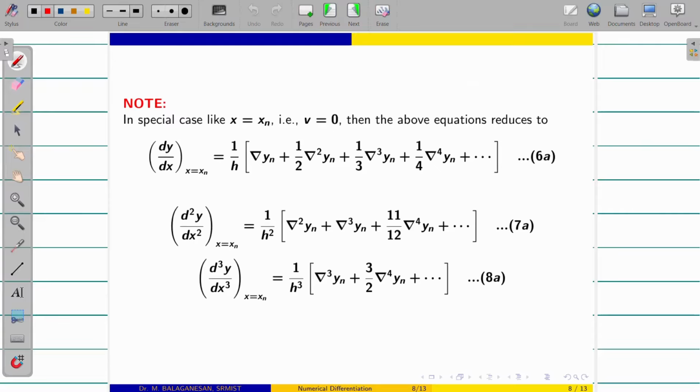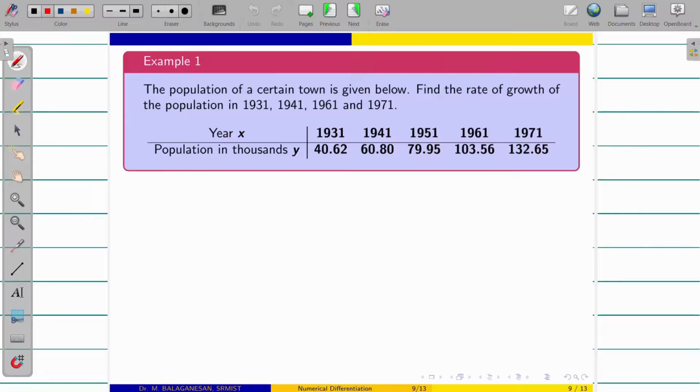You don't need to memorize. The derivative formula is enough. If you know the derivative formula, at the particular point, whatever value of v we get, we can substitute there. That's it, guys. This is the way to derive the forward interpolation formula for derivatives and the backward interpolation formula for derivatives. Right. Now, I have chosen a problem to explain the concept.